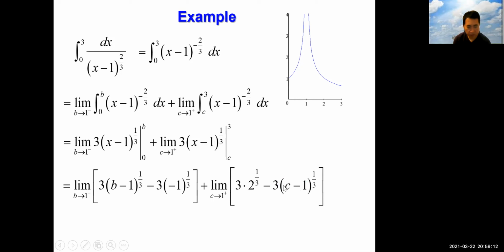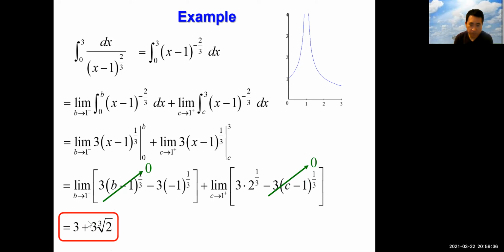Now going from here, let's check. When b approaches 1 from the left, 1 minus b approaches 0, right? So what we're left with is negative 1 to the 1/3, which is negative 1, times negative 3, so that is positive 3, plus 3 times 2 to the 1/3, or the cube root of 2. So in this case, the integral converges to 3 plus 3 cube root of 2.